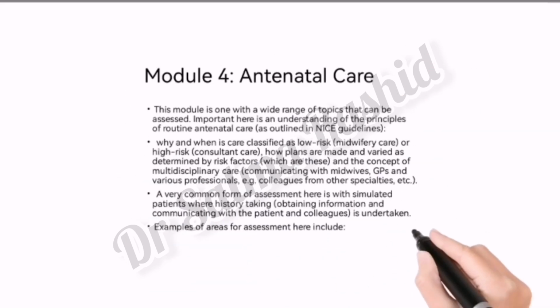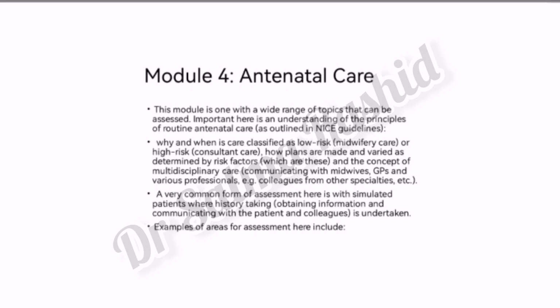Our next module is antenatal care. This module is one with a wide range of topics that can be assessed. Important here is an understanding of the principles of routine antenatal care as outlined in NICE guidelines. Why and when is care classified as low risk midwifery care or high risk consultant care? How plans are made and varied as determined by risk factors.